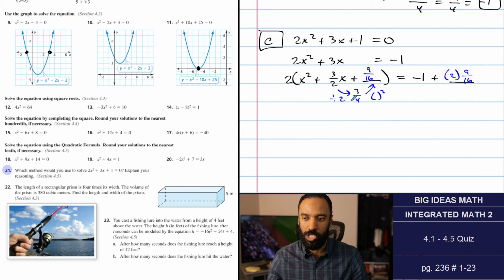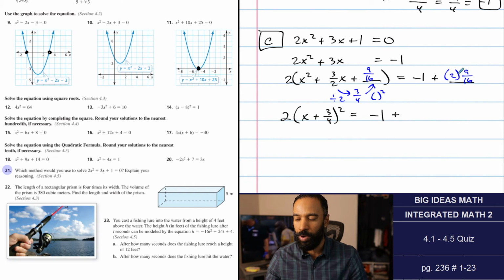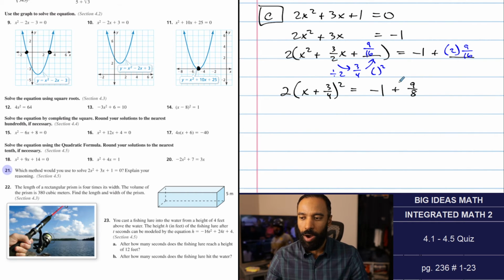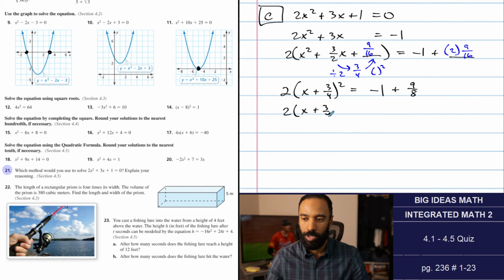Now this factors, this is where it's nice. This is just the 3/4. So the 2 stays on the outside. This factors into x plus 3/4 quantity squared. And negative 1 is going to add with 2 divided by 16, which is 1/8. 1/8 times 9 is 9/8. So what's negative 1 plus 9/8? That's negative 8/8 plus 9/8, which is 1/8.